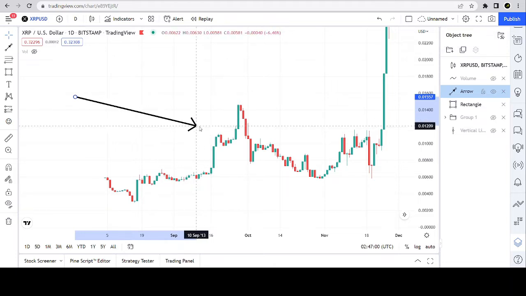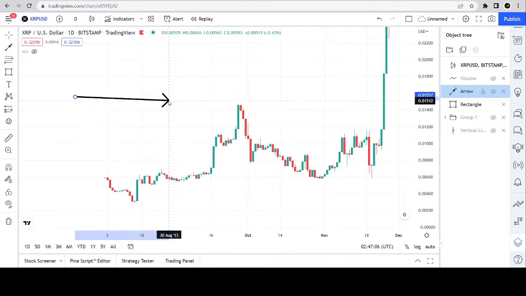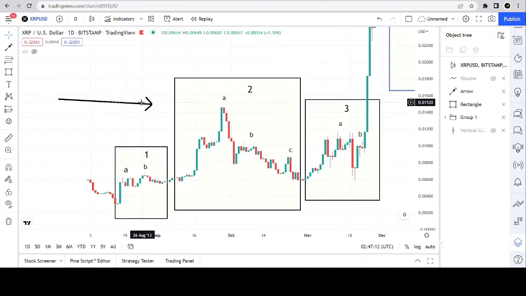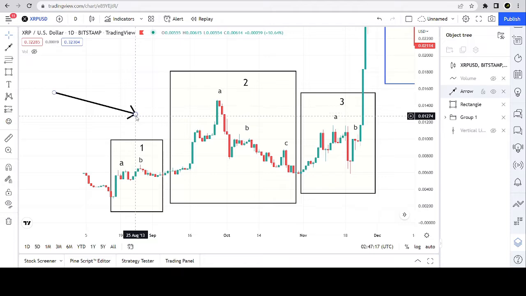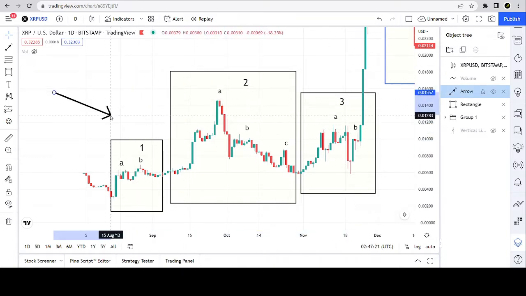So this may look like a nothing burger. Can't really discern what's happening, but let me help you. Bam! Now there's a little more structure on the chart. All right, so as you can see, I've broken these into three basic fractals.